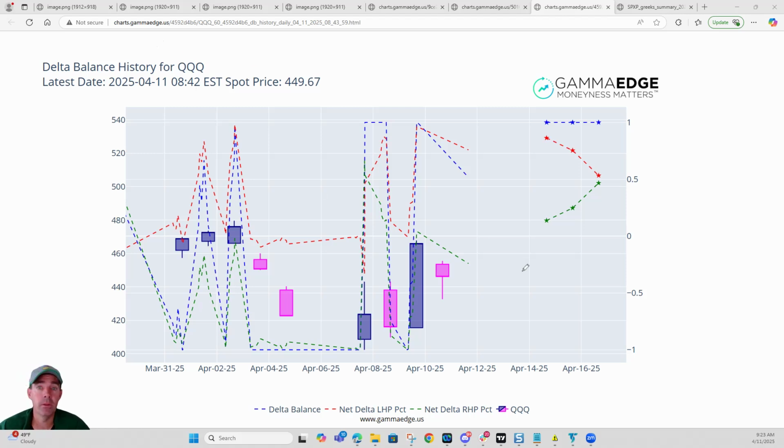QQQ looks slightly better than both the SPX and the SPY. We are living above that zero line, which indicates that call speculators could be trying to exert their overall force and control. Delta balance living up here at 1 on out in time indicates that call speculators are coming into the QQQs. Obviously, that would make sense as SPY, Apple, Mag 7, all of them are in the QQQ.